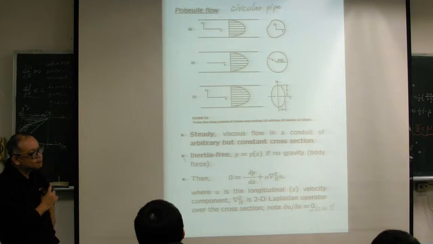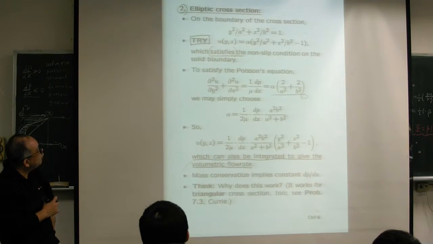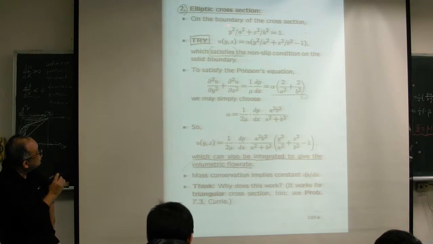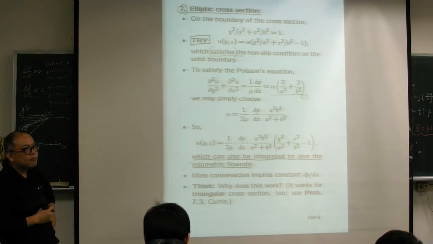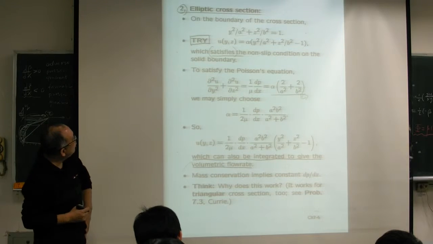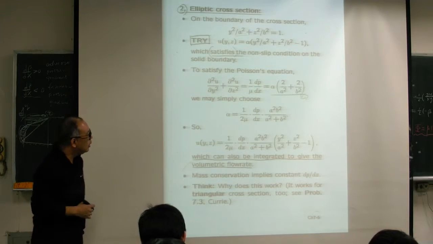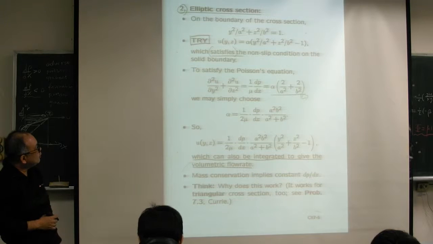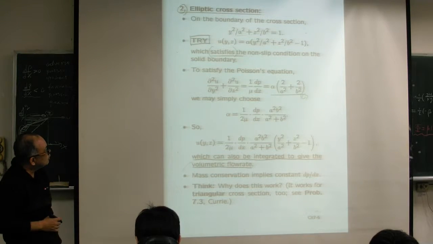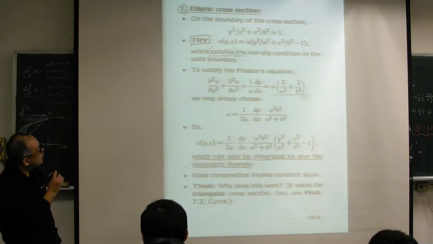section is elliptic. For the elliptic we have an equation like this, right? The cross section is y squared over a squared plus z squared over b squared equal to 1. That's the elliptic equation. So A and B, one is the longitudinal axis, the other is the transverse axis.